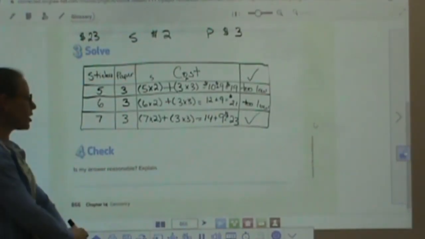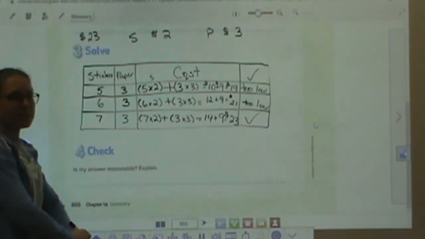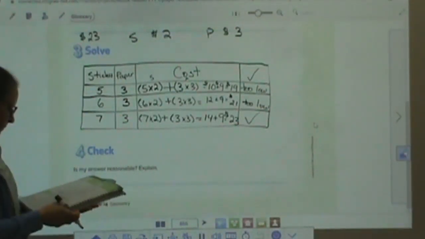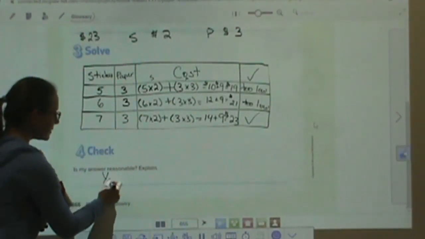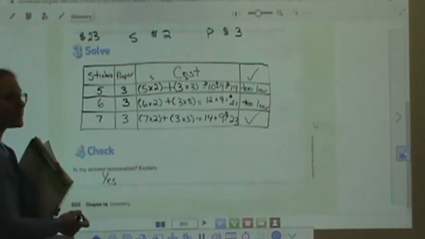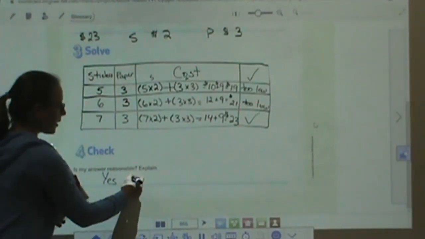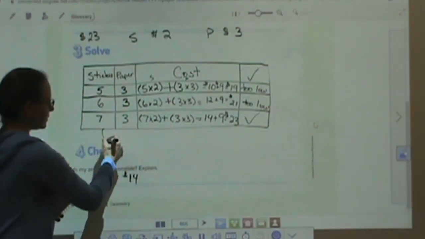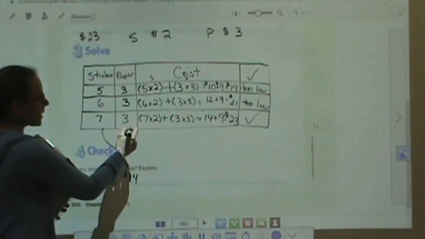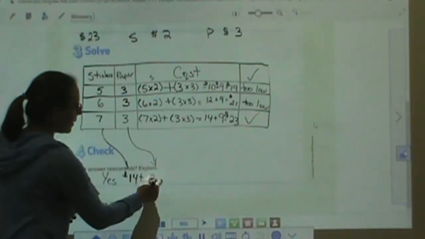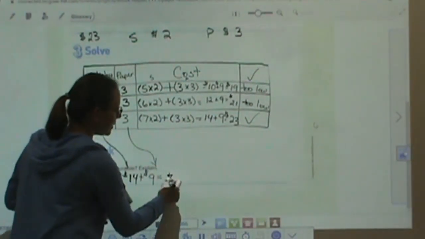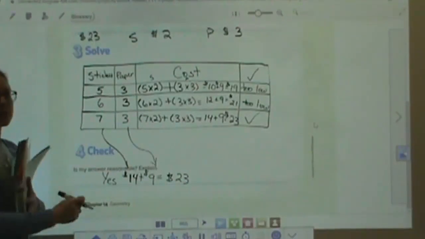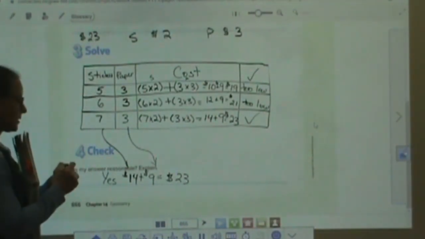She bought a combination of 7 sheets of stickers and 3 packs of paper. So does my answer make sense? Yes, because the 7 sheets of stickers cost $14, and the 3 packs of paper cost $9, and 14 plus 9 is our $23. So that does in fact make sense.